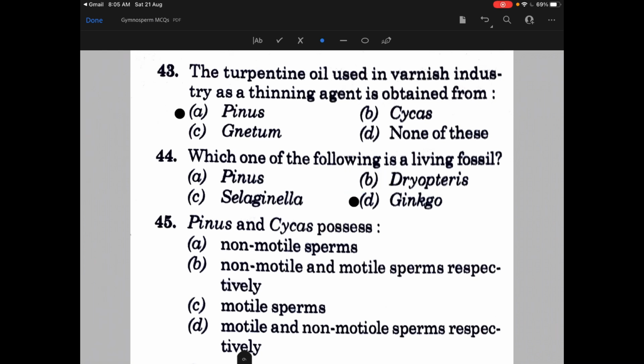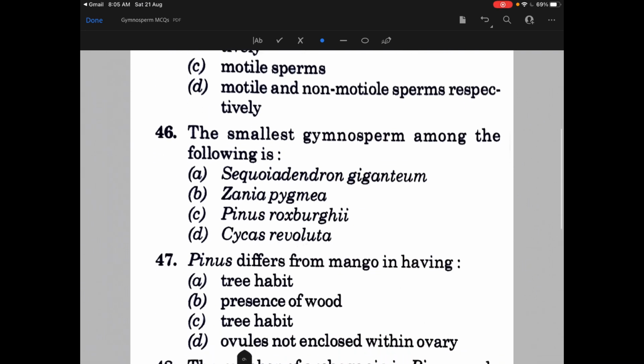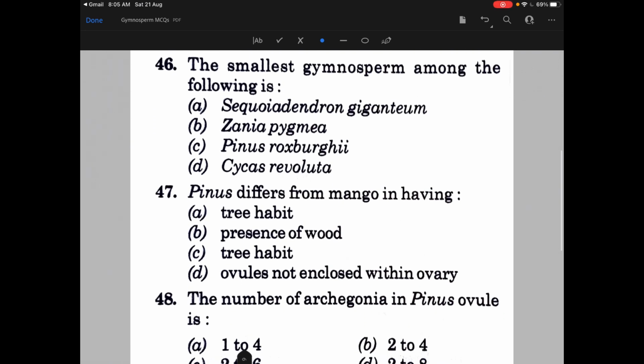Next, Pinus and Cycas possess dash. The answer is B, that is non-motile and motile sperms respectively. The smallest gymnosperm among the following is a dash, and the answer is D, that is Cycas revoluta. Next, Pinus differs from mango in having dash, and the answer is D, that is ovules not enclosed within ovary.